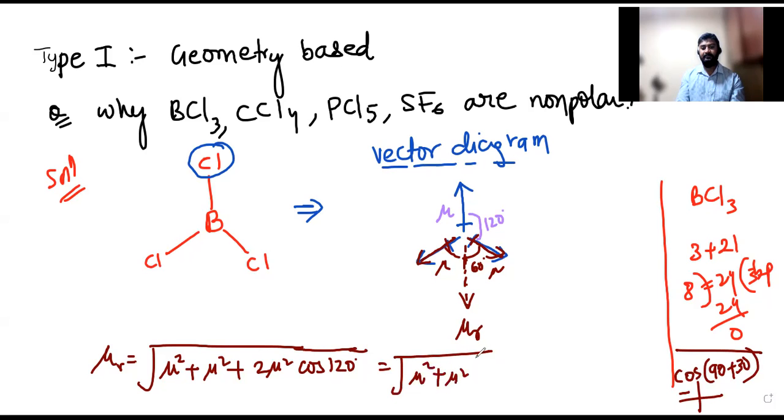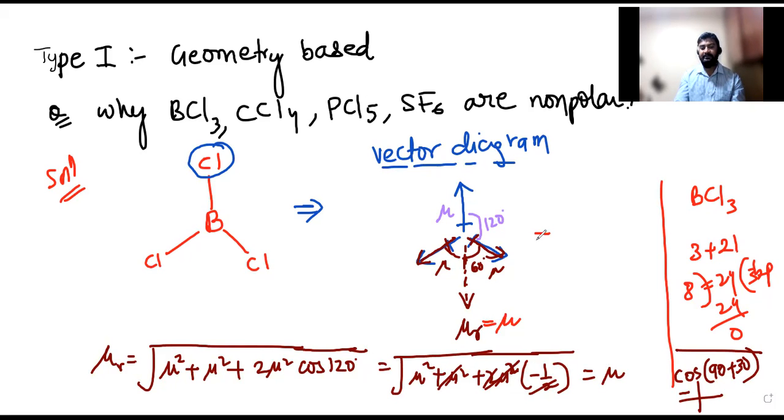So it will be under root mu square plus mu square plus 2 mu square into minus half, right? Minus half. So the 2 gets cancelled and the minus becomes minus. So we get mu as an answer. So what do you understand? The resultant is actually mu.